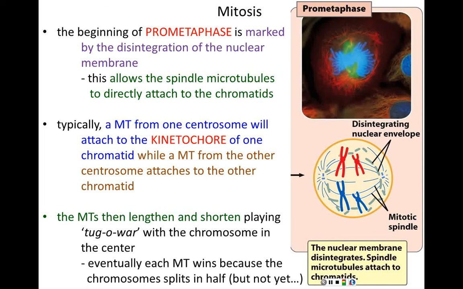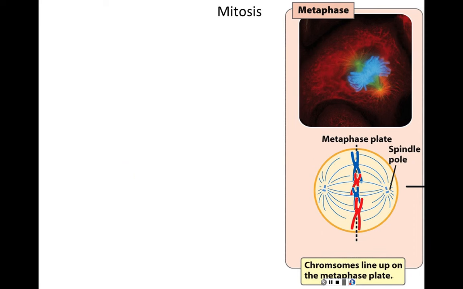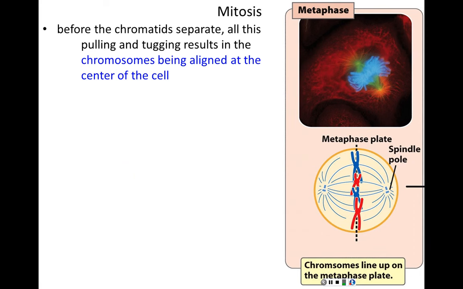That's exactly what we wanted to happen. We wanted identical chromosomes to go to opposite sides of the mother cell, and that's what we're going to get. But not yet. Before that, we need to move on to metaphase.